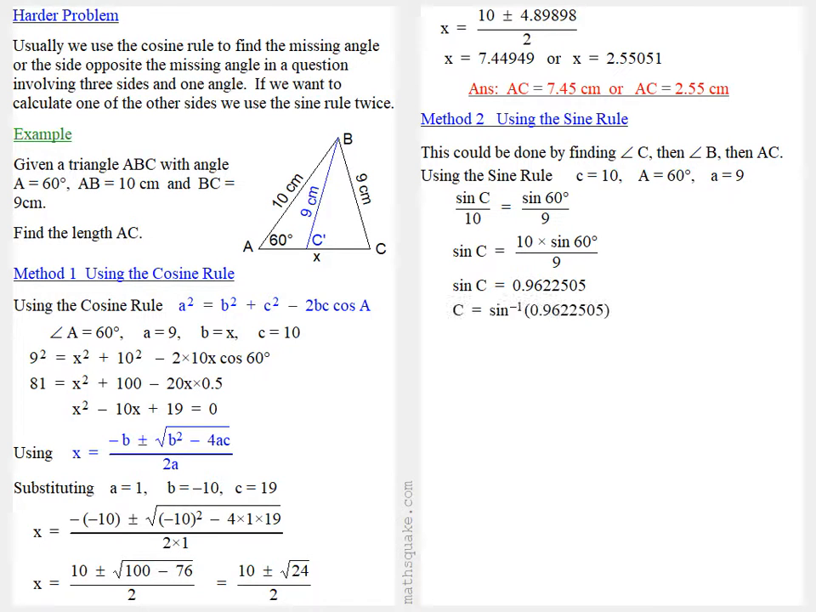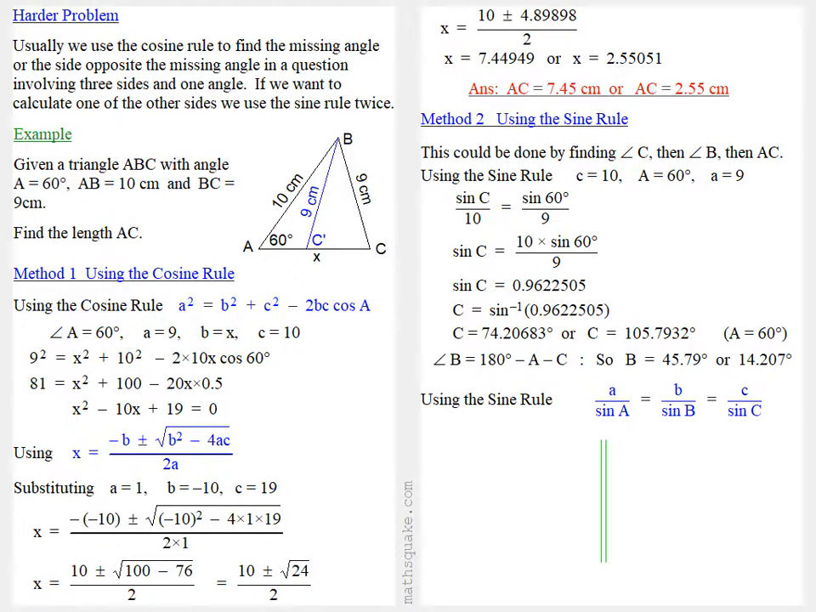0.9622505. And if we take the inverse sine of that, we get C is 74.20683 degrees. But when we take the inverse sine, we can also have 180 minus that. So C can equal 105.7932 degrees. Also remember, A is equal to 60 degrees. Now we know the angles in a triangle add up to 180, so the angle B is equal to 180 minus A minus C. B is either 45.79 degrees or 14.207 degrees.